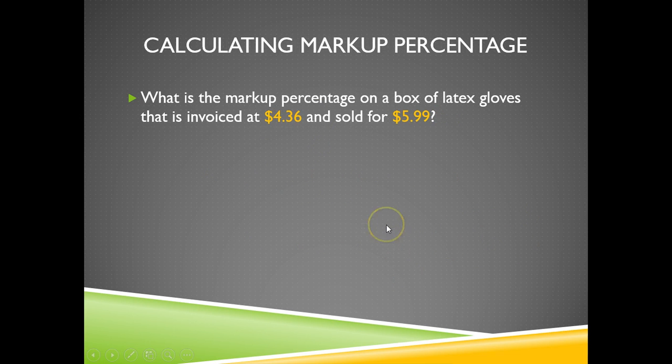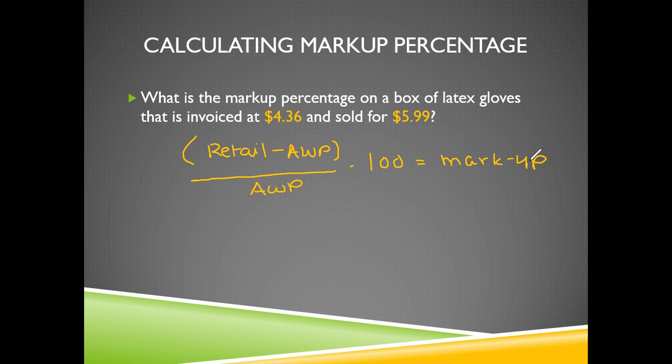Next, we're going to have a markup percentage. Now, markup percentage is based on the equation. We have our retail price minus our average wholesale price, divided by average wholesale price. And then we multiply that by 100, and that's going to equal our markup percentage. So what we're going to do is go ahead and follow the equation.